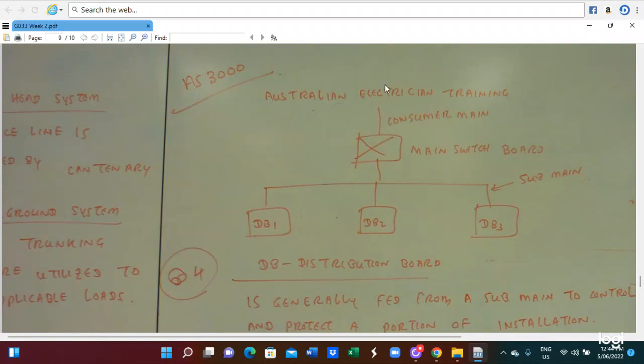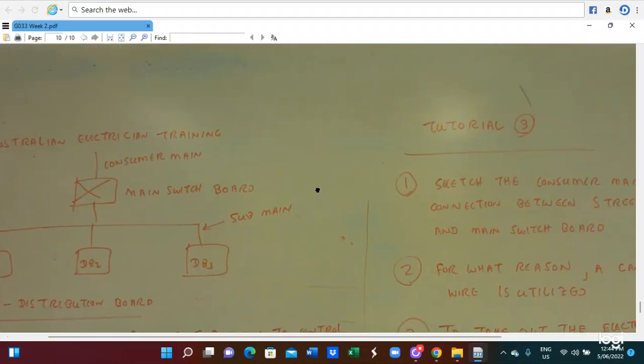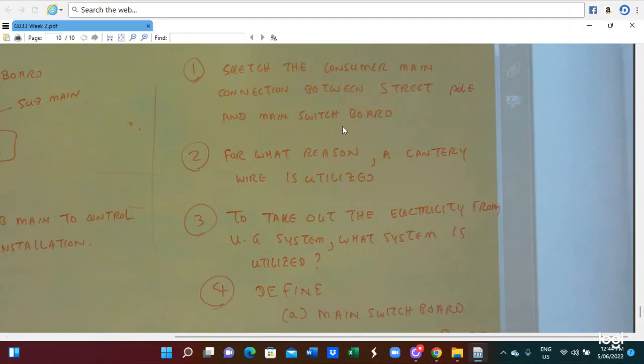The consumer main comes here to the main switch and is connected to the distribution board. So the wiring between the power line and the main switch is the consumer main. From the main switch to the distribution board is what we call a sub main. So the DB is the distribution board. It is generally a fuse board used to control and protect a portion of the installation. So we also have to do tutorial 3.